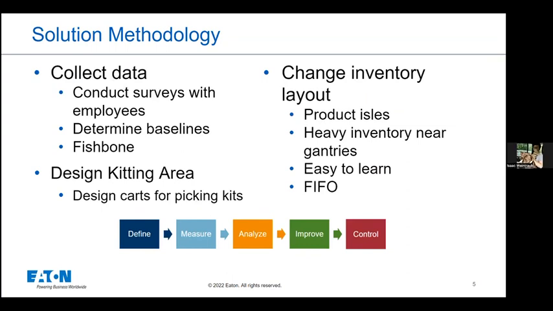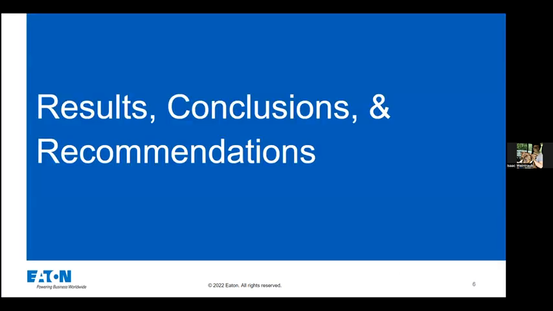With this in mind, we chose to use the DMAIC process. The first step of that is collecting data so that we can determine baselines and create a fishbone diagram. We then determined that we had to design a kitting area and parts for picking kits and then change the inventory layout. So, a little bit about those deliverables.